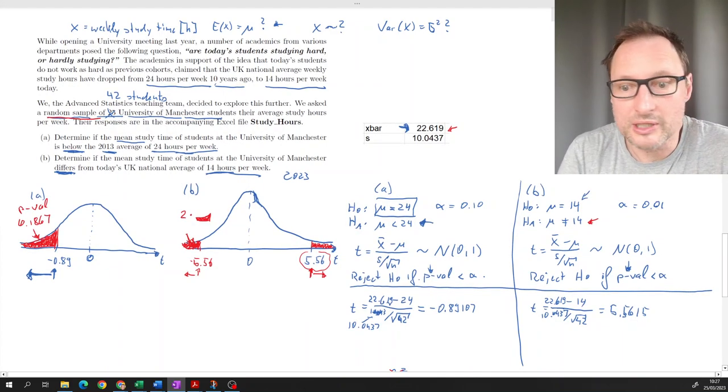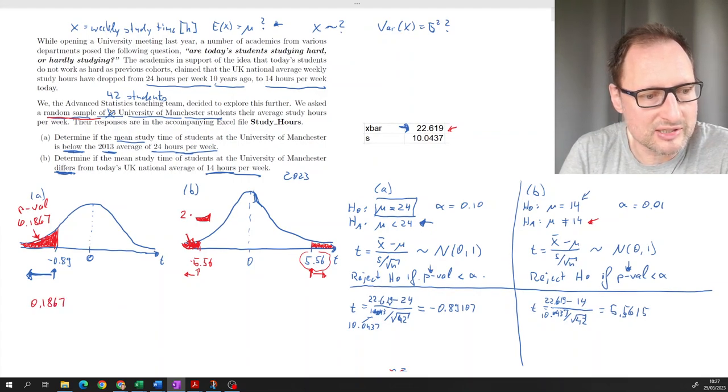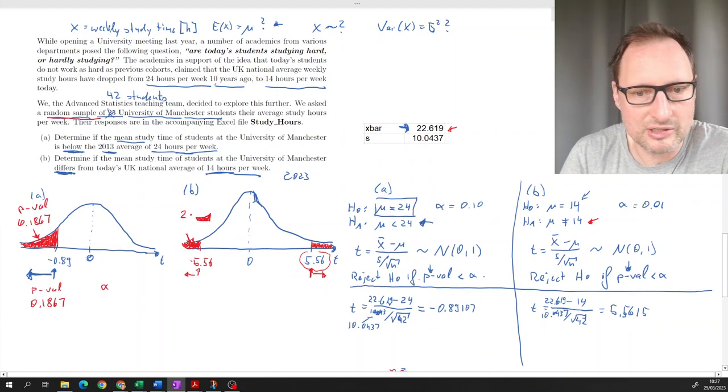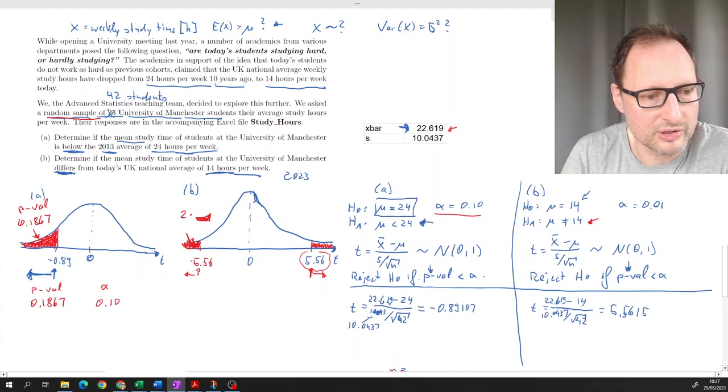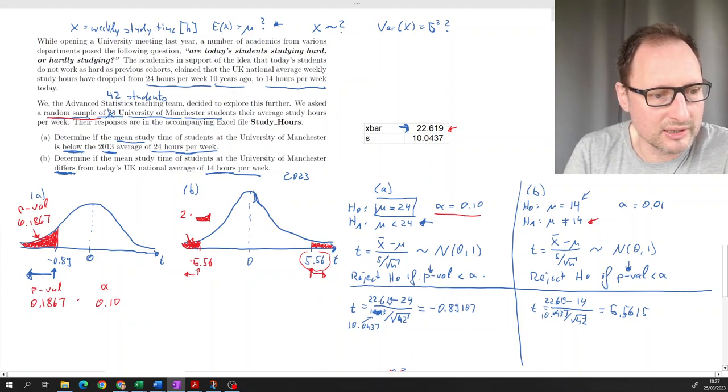So now we can decide, because we know our p-value is 0.1867, so that's the p-value. Our alpha is, what did we set as alpha? 10%, 0.10. So we reject H0 if the p-value is smaller. Is the p-value smaller than that? No, it's not. That means we do not reject.